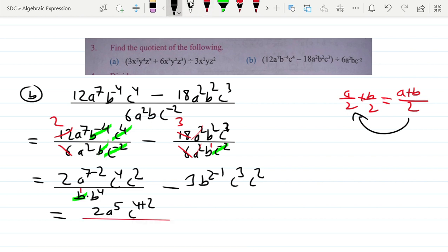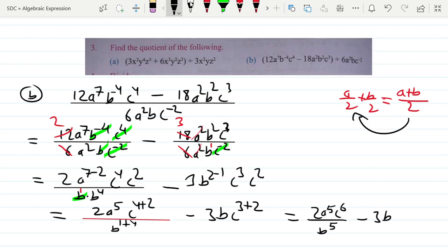So as they are getting multiplied, their power we have to add. And here 3, b power 2 minus 1, 1, no need to keep 1. And here c power 3 and c power 2 getting multiplied, so power will get added. So this way we get the result 2a power 5 c power 6 divided by b power 5 and minus 3b and c power 5. So this is the result for this number b.